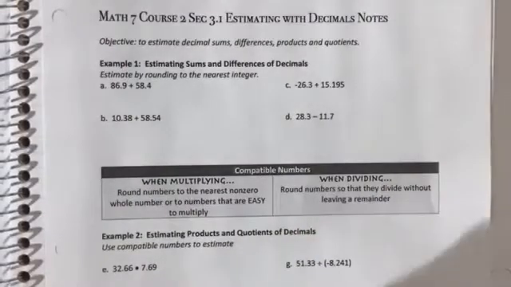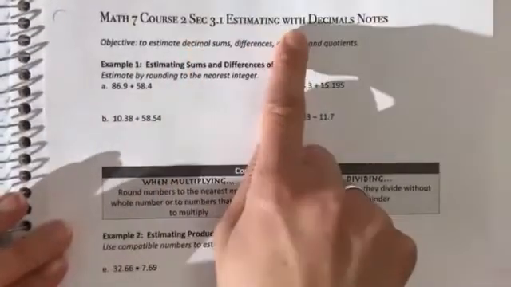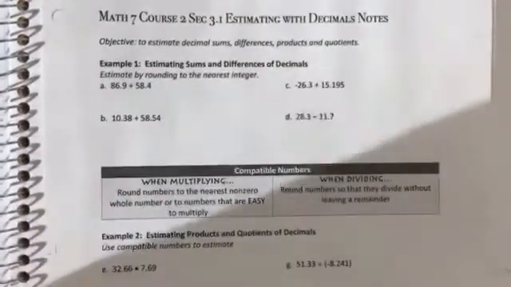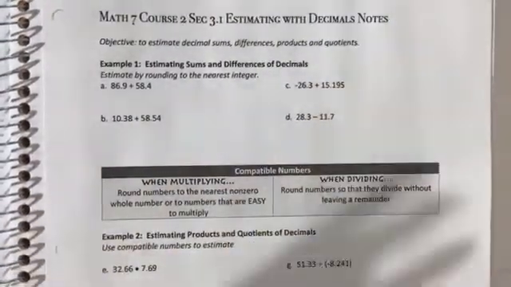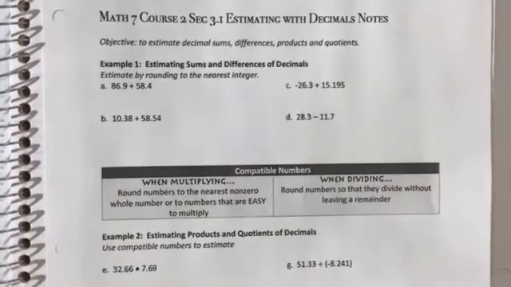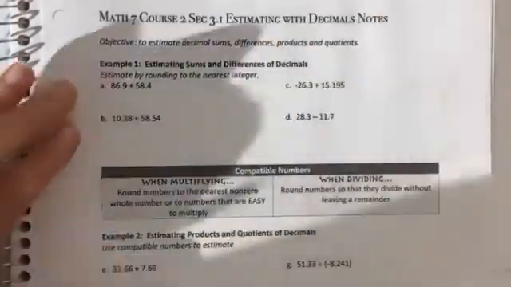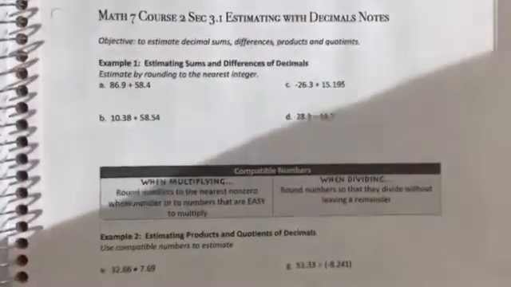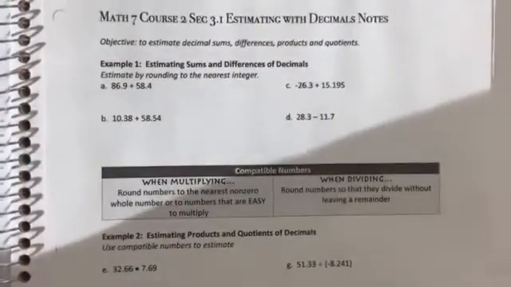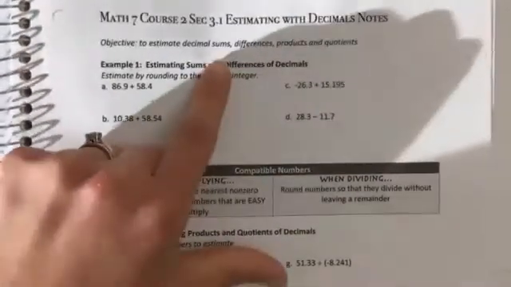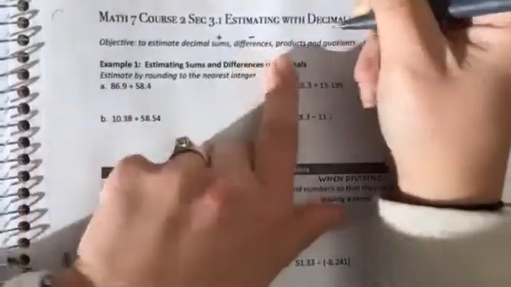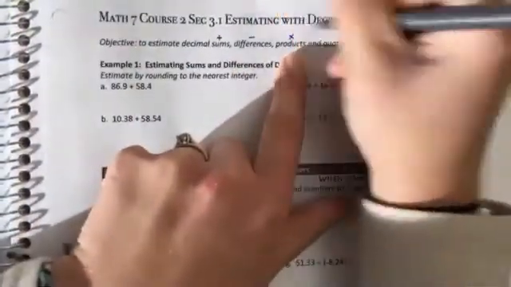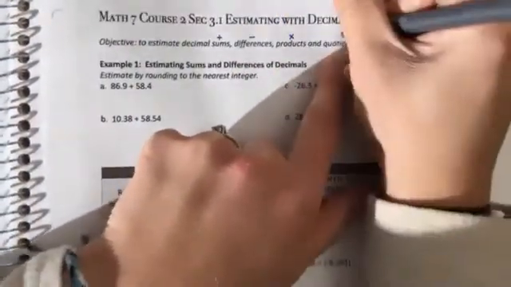Okay, so we are gonna start section 3.1, estimating with decimals. It's really important to be able to estimate, so that when we start working with decimals, we know if our answers are kind of in the ballpark and if they're accurate. Our objective today is to be able to estimate sums, differences, products, and quotients. The sum, just to remind you, is when we add. A difference is when you subtract. A product is when you multiply. And the quotient is when we divide.